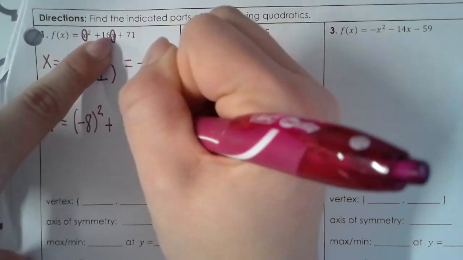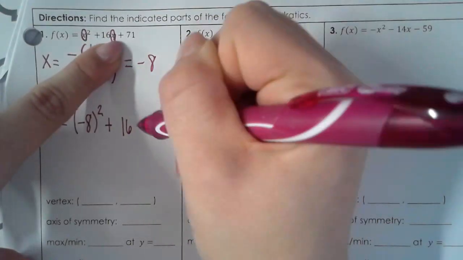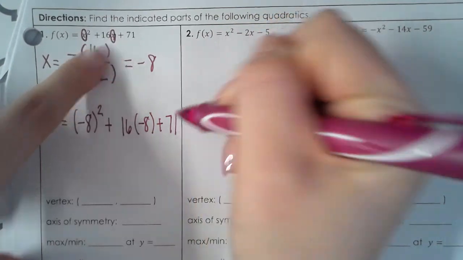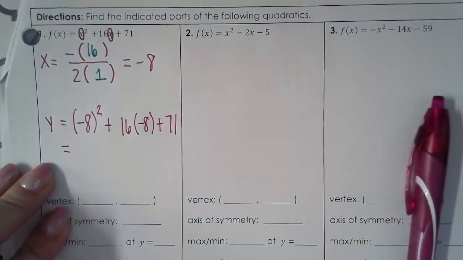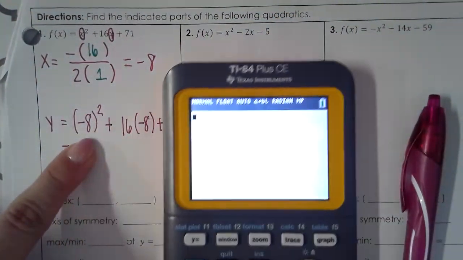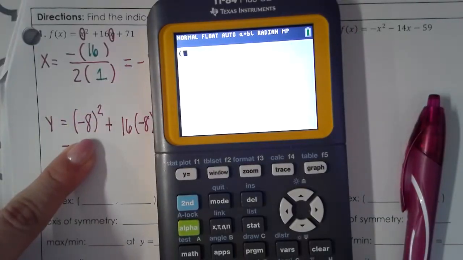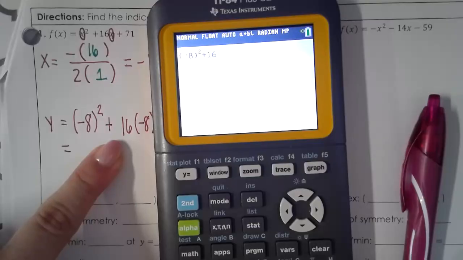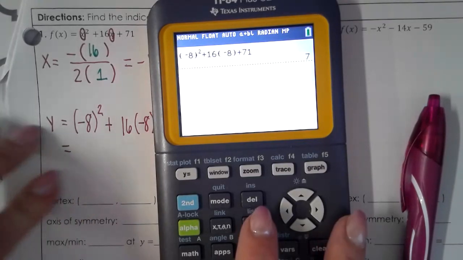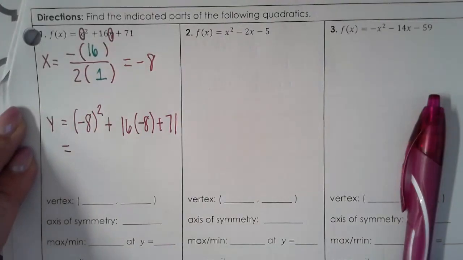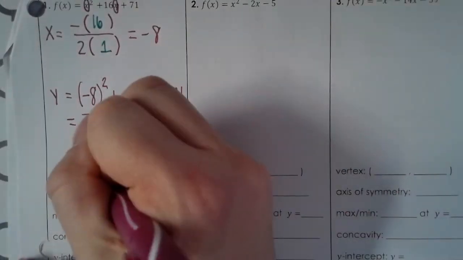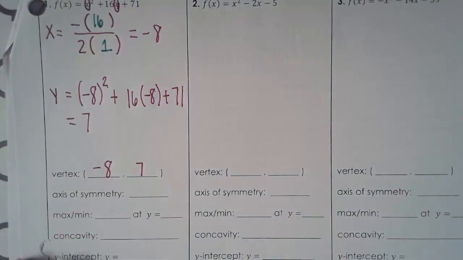Plus 16. Then there's an x. So -8 plus 71. If you don't put this -8 in parentheses, you will not get the correct answer. And we get 7. So that means the vertex is at -8, 7.